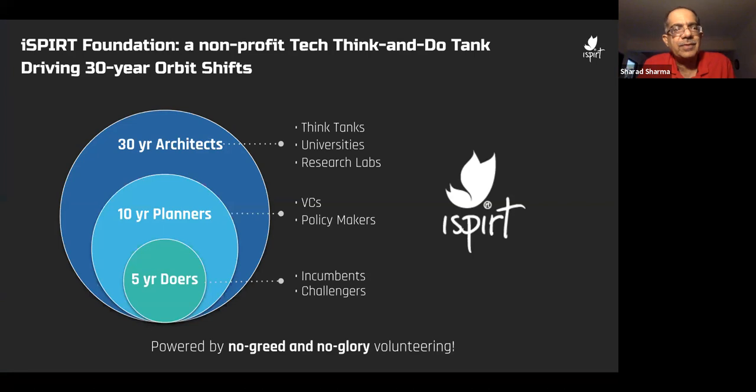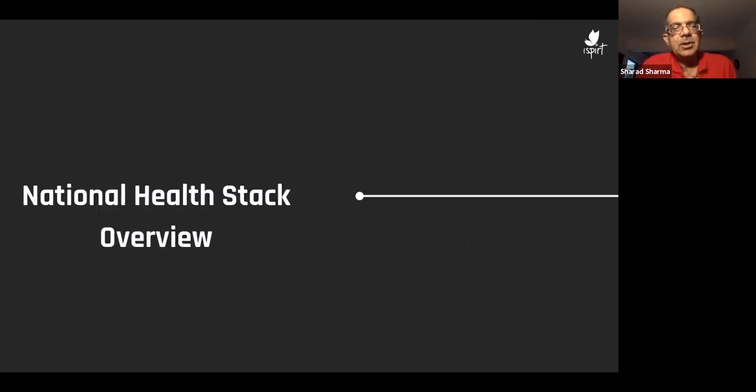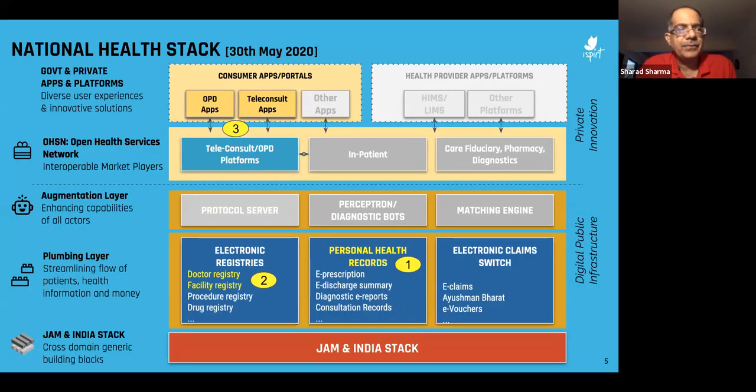Our standard overview of iSPIRT, which is a non-profit technology think and do tank, and we are powered by volunteers. We call ourselves No Greed and No Glory. We are doing this as part of nation building, ecosystem building. Our fundamental premise is that India's hard problems, including health, can only be solved by a jugalbandi between public infrastructure and private innovation. So public digital infrastructure and private innovation. Our goal is to bring this kind of an innovation architecture to life and solve some of India's hard problems.